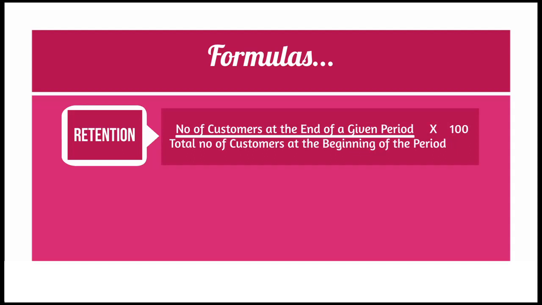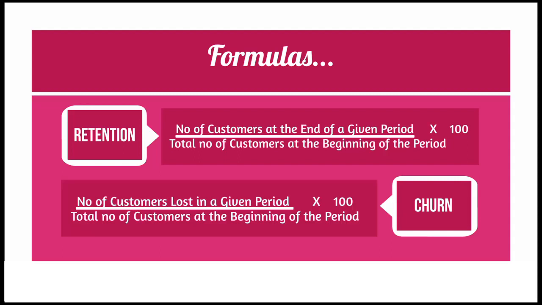Now, there are different ways to calculate retention and churn, depending on the business model and time frame being analyzed. Here are the basic formulas. Retention rate can be calculated as the number of customers at the end of a given period divided by the total number of customers at the beginning of the period, multiplied by 100. Churn rate can be calculated as the number of customers lost in a given period divided by the total number of customers at the beginning of the period, multiplied by 100. So churn and retention are basically opposites. Churn can also be calculated as 1 minus the retention rate.